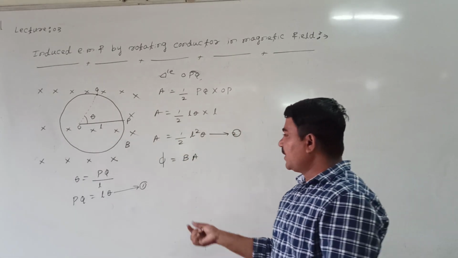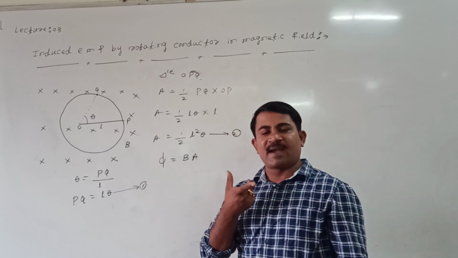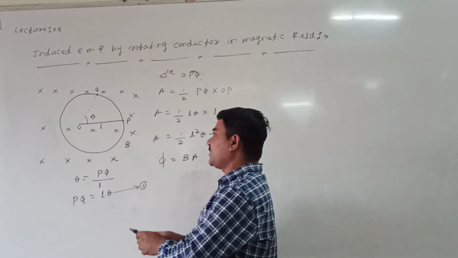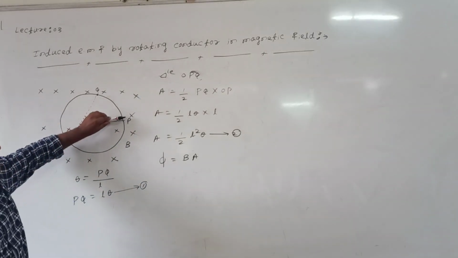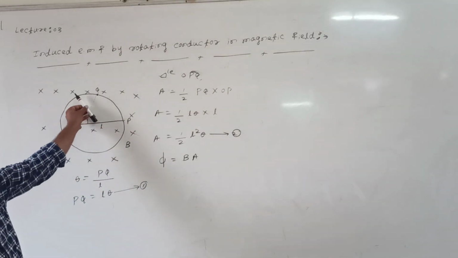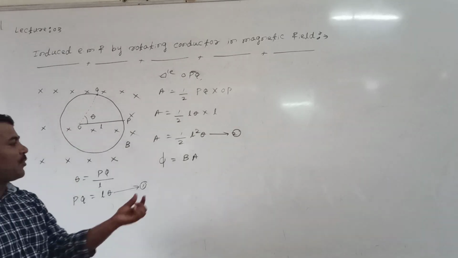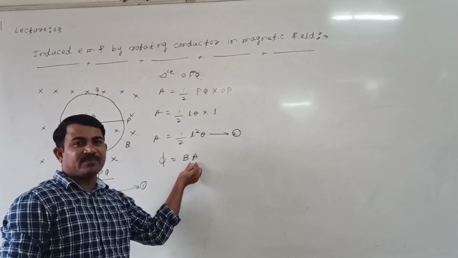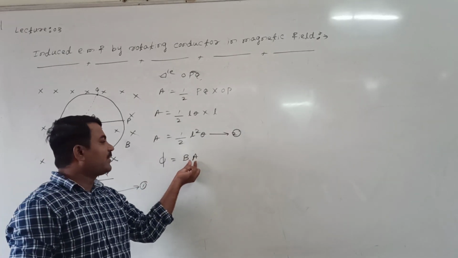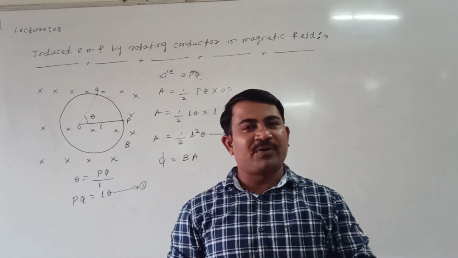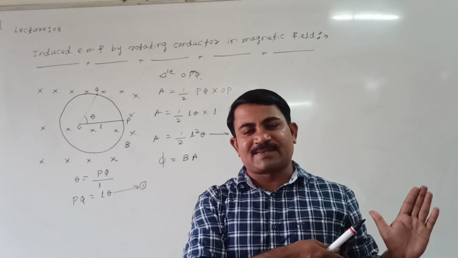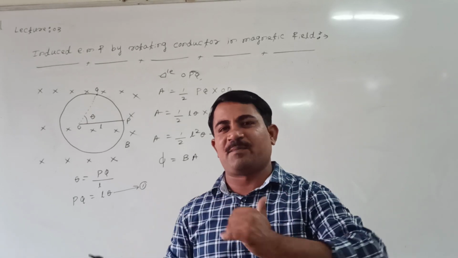Right. Whenever this magnetic flux changes, how does it change? Magnetic flux changes due to rotation of the coil. This is nothing but the conductor. When this conductor moves in the magnetic field, at every point the area changes. Whenever the area changes, the magnetic flux changes. According to Faraday's second law, whenever the magnetic flux linked with the coil changes, an EMF is produced.